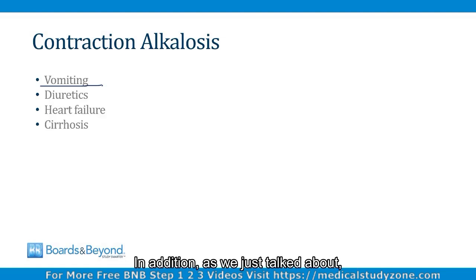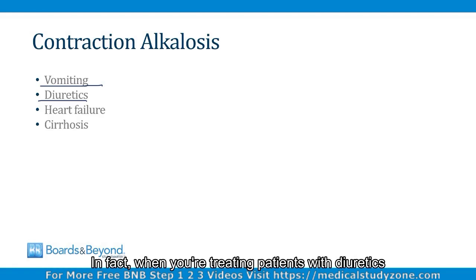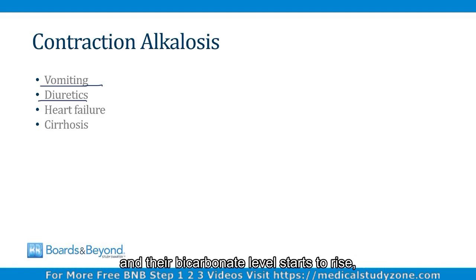In addition, as we just talked about, when you're vomiting, you lose stomach acid, and that also causes an alkalosis. Diuretics cause volume depletion, and that can cause a contraction alkalosis. In fact, when you're treating patients with diuretics and their bicarbonate level starts to rise, that's one sign that they are becoming dry, and you may be over-treating them with diuretics.